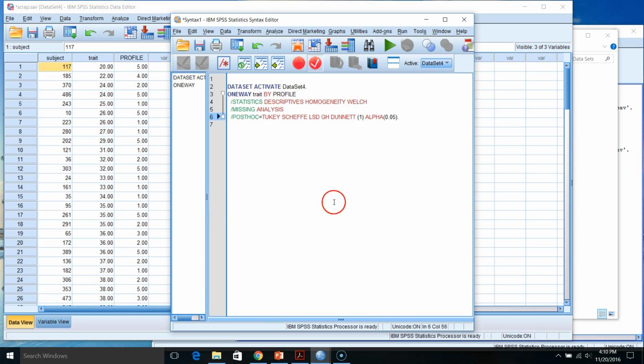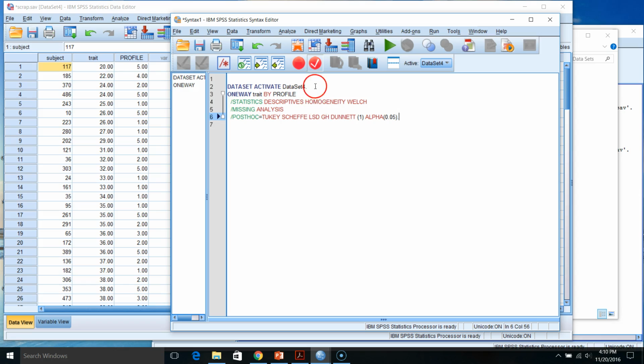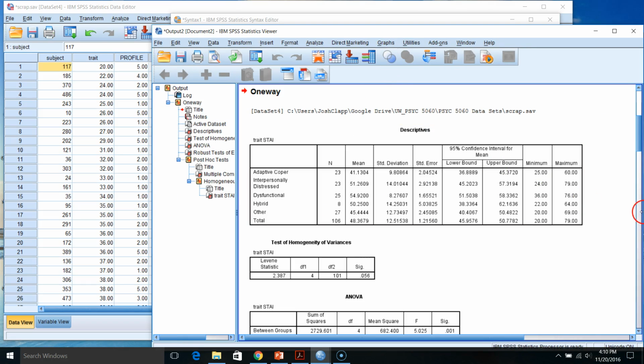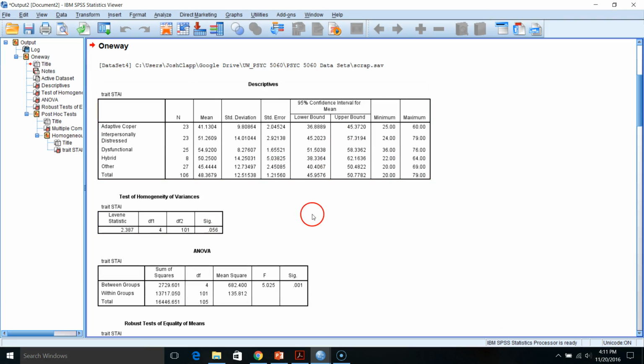Okay, so this is what your syntax file will look like. All right, so we're just going to highlight that and run it. Okay, so taking a look from the very start, we want to go down and take a look at my descriptives first. Notice that I've got pretty evenly matched samples except for this hybrid. We've got a clear discrepancy in sample size. If it was 23, 23, 25, and 27, that's pretty close. I would say that they're clearly not all the same, but they're reasonably similar. But here we've got this hybrid group that's very low, and so we have some concern about unequal samples here.